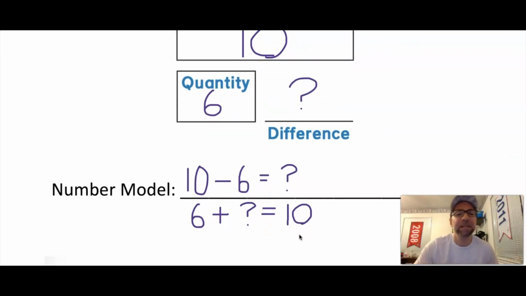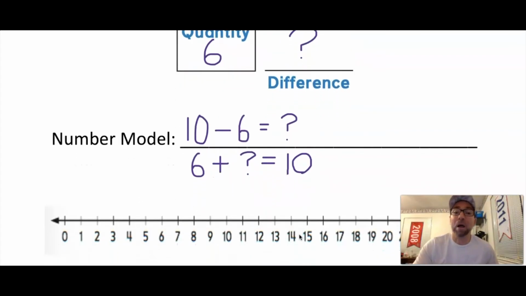Let's see. On my number line, we can solve it. I can start at 10, and I can count back 6. 1, 2, 3, 4, 5, 6. And I landed on the number 4. That's one way I can solve it.